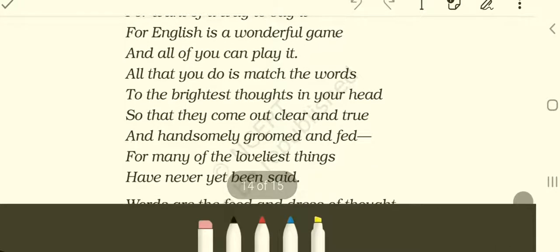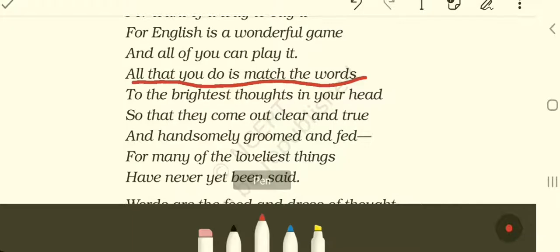Let's read and find. All that you do is match the words to the brightest thoughts in your head. So it's common for all languages, isn't it? If you have a thought in your head, let's say you want to express something to your mother, or you have seen a beautiful scenery or a picture and you want to say something about it, all the writers suggest this.